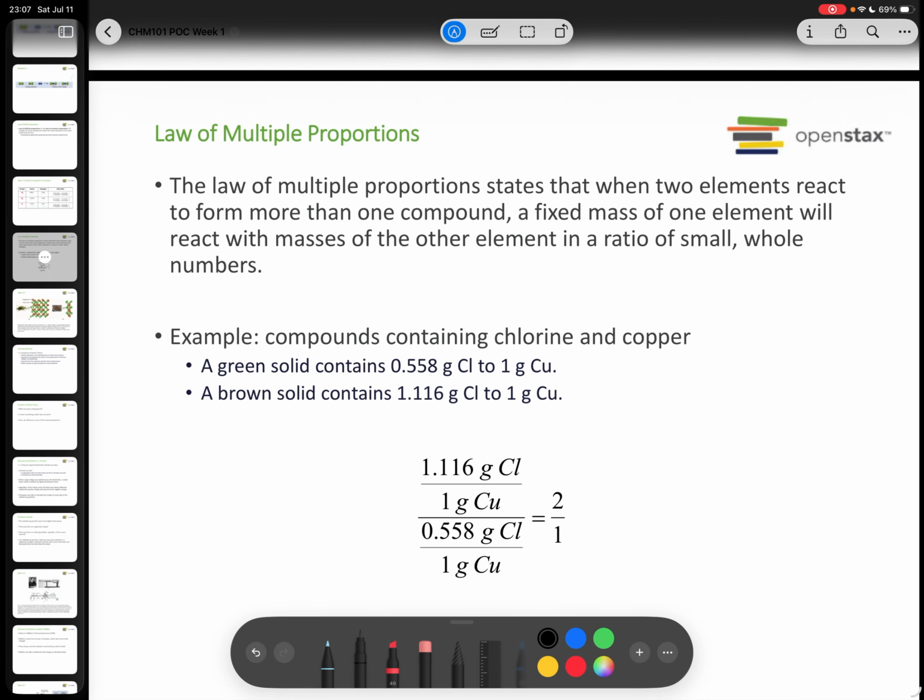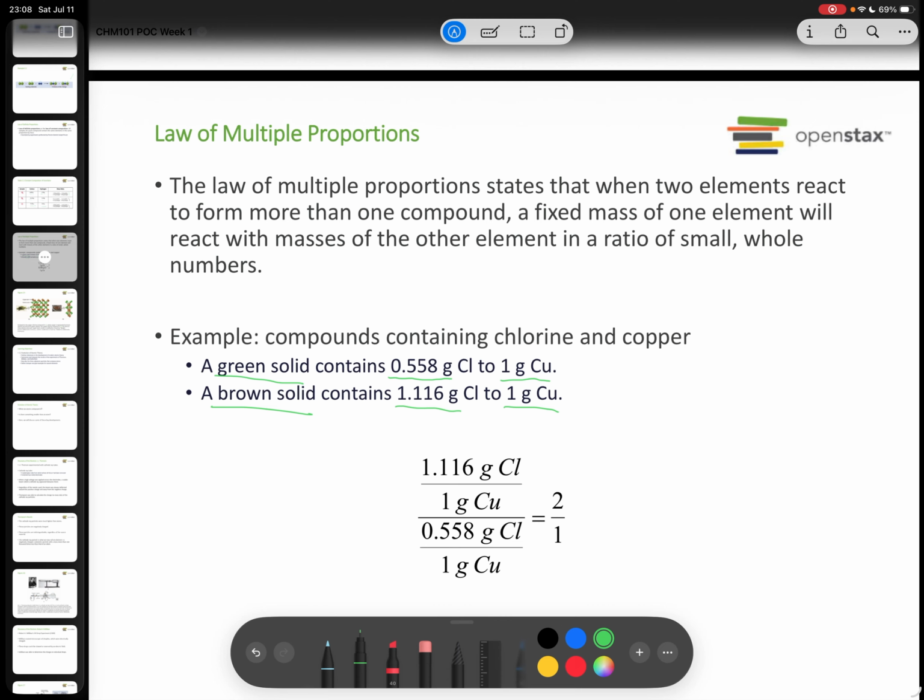So in this example, copper and chlorine naman form two compounds. Isang green solid tsaka brown solid, okay? So one green compound contains 0.558 grams of chlorine for every 1 gram of copper, while on the other hand, yung brown compound naman contains 1.116 grams of chlorine to 1 gram of copper.